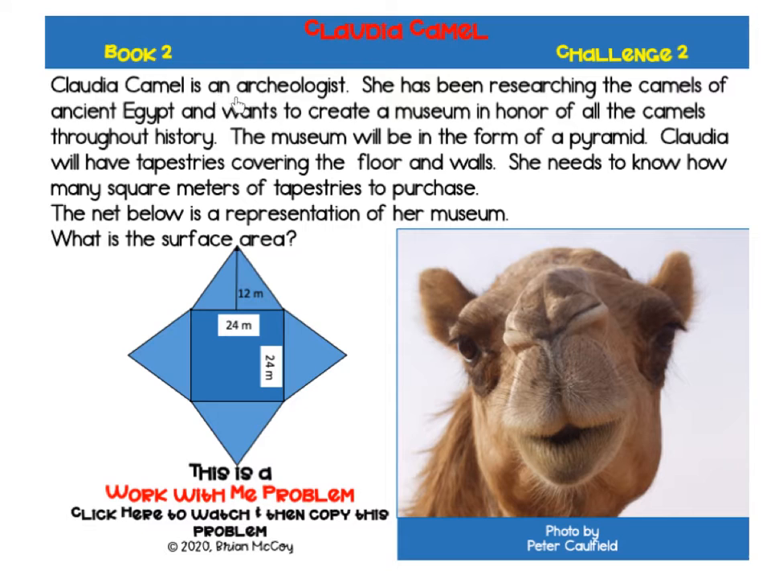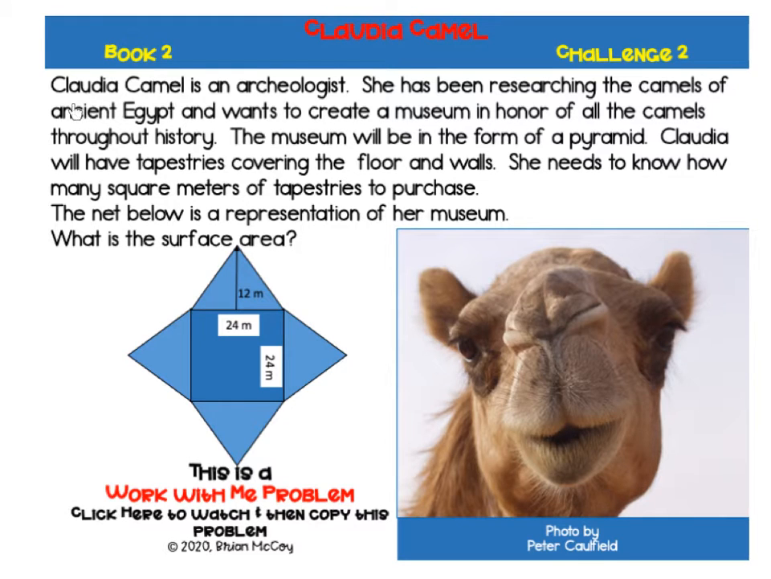Claudia Camel is an archaeologist. She has been researching the camels of ancient Egypt and wants to create a museum in honor of all the camels throughout history. The museum will be in the form of a pyramid. Claudia will have tapestries covering the floor and walls. She needs to know how many square meters of tapestry to purchase. The net below is a representation of her museum. What is the surface area?